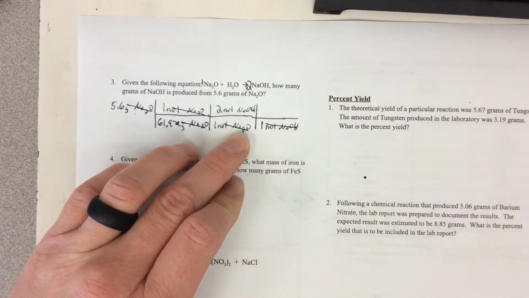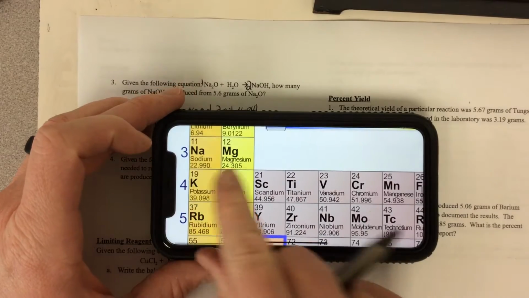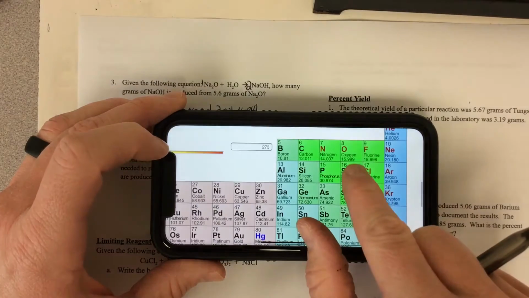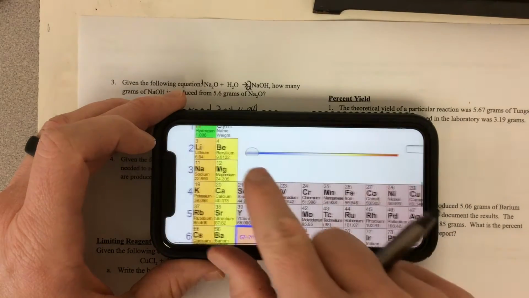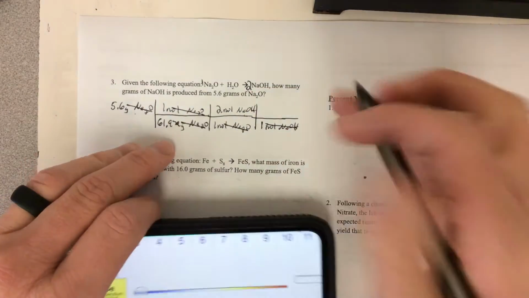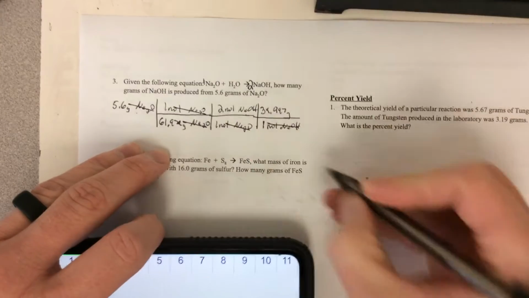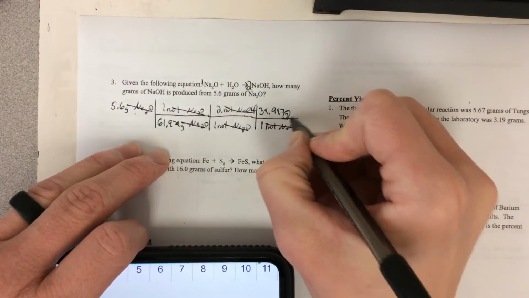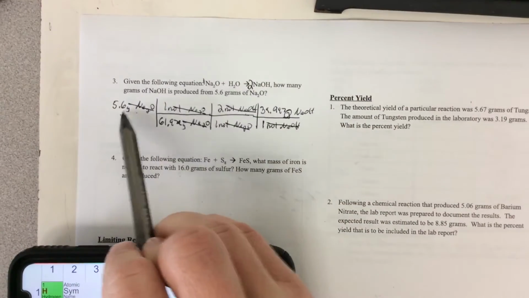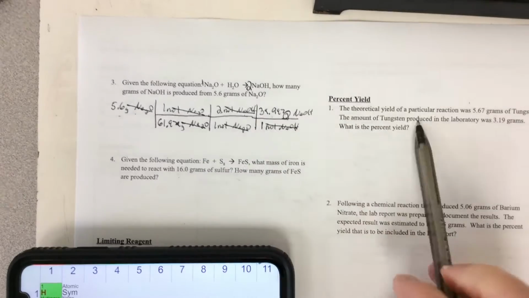And now I go to my periodic table and figure out how much this weighs. So sodium is right here, it weighs 22.990. Oxygen is going to weigh 15.999. And then hydrogen up here is going to be 1.008. I'm going to add those up for a total of 39.997 grams. So all I'm left with is grams of sodium hydroxide. So I'm going to take 5.6 times 2 times 39.997 and then divide it on the bottom.